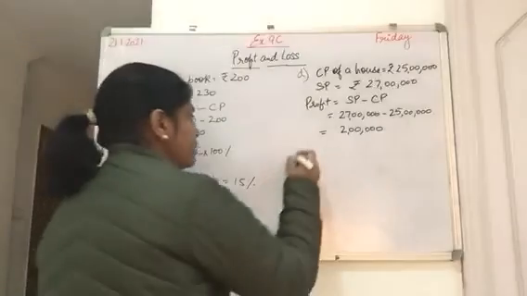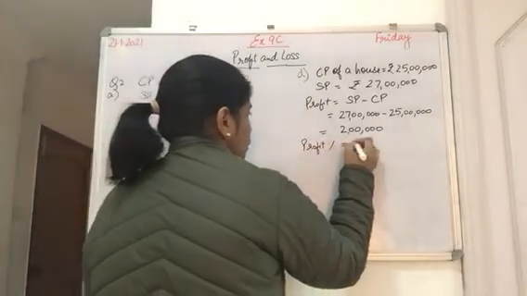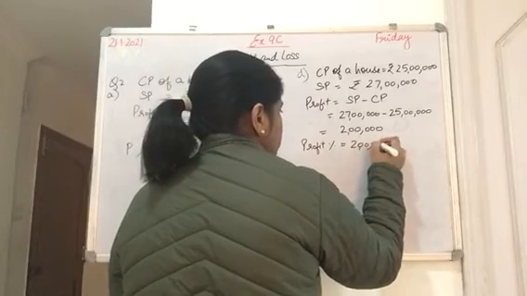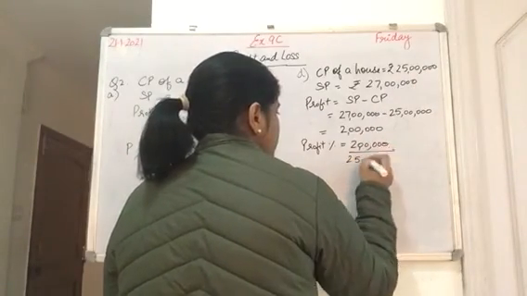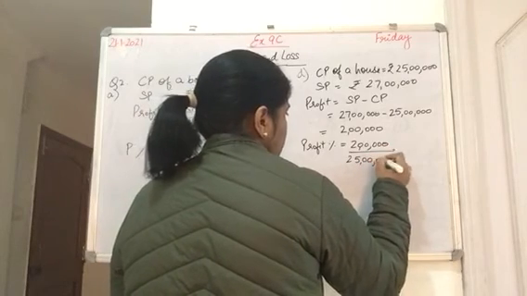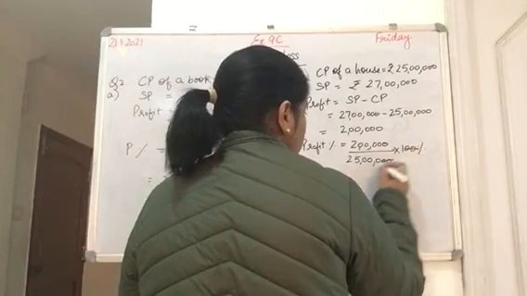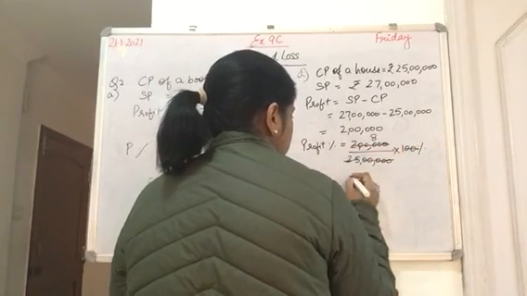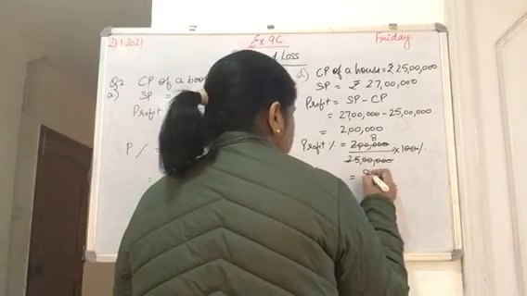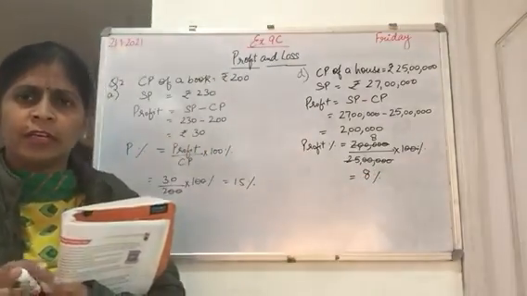So profit percent is 2 lakh upon CP 25 lakh into 100%. Now cut the zeros. 25 fours are 100, 25 eights are 200. So 8% is the profit percent. Clear? Thank you.